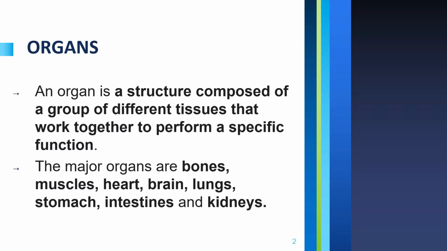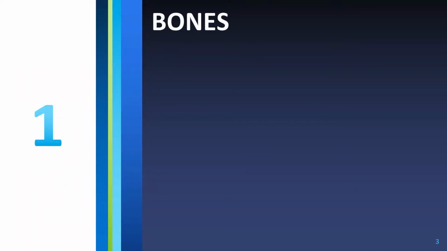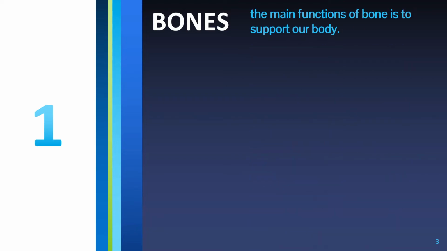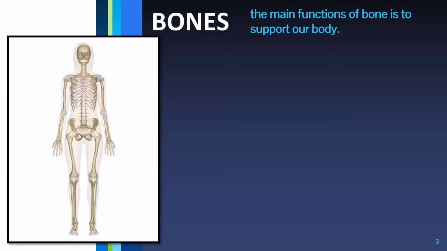Let's find out the different functions of the different organs. The first one is the bones. I know all of you have bones. Touch it, feel it if you have a bone. It is not hard, it is not soft, you can bend it. So that is bones. What is the function of the bones? The main function of the bones is to support our body.